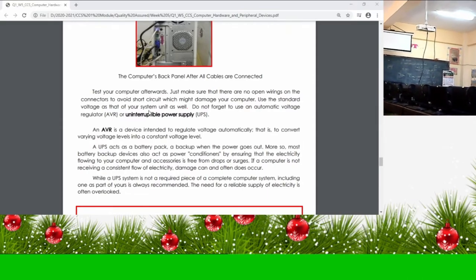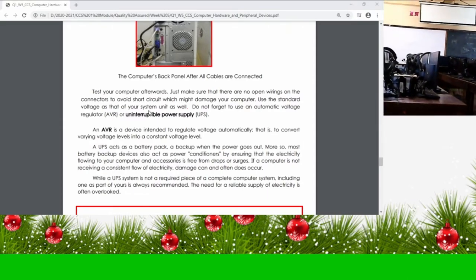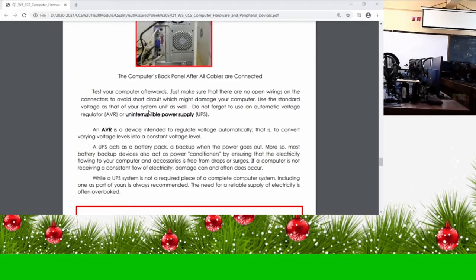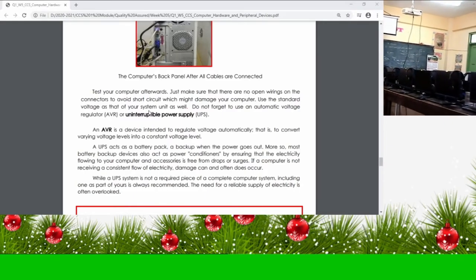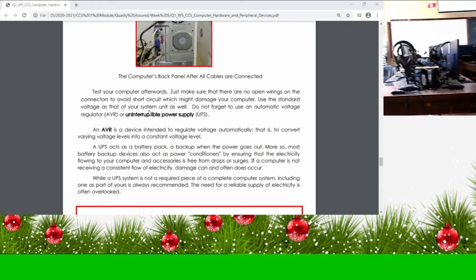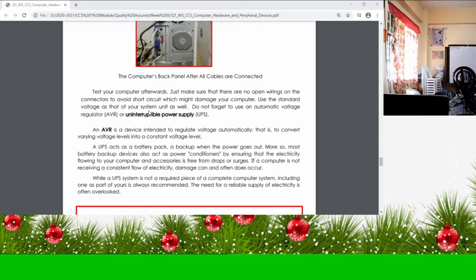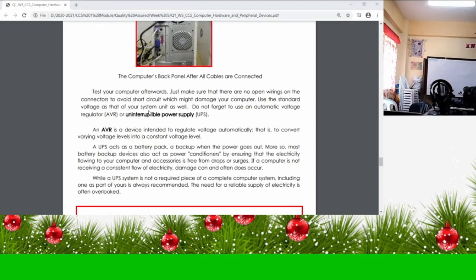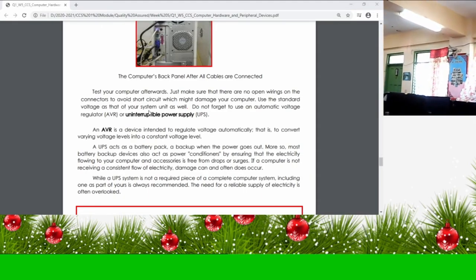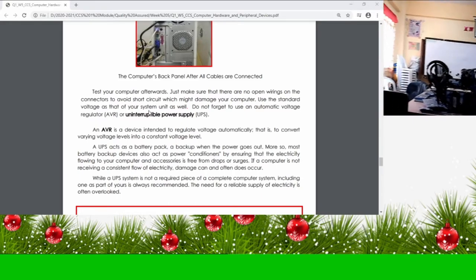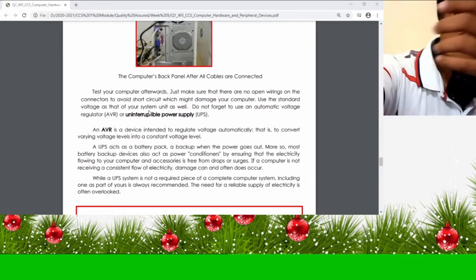Hopefully you pray that COVID will go away so we can go back to normal. At least you could touch the computers and learn hands-on. But for now, this is your laboratory.